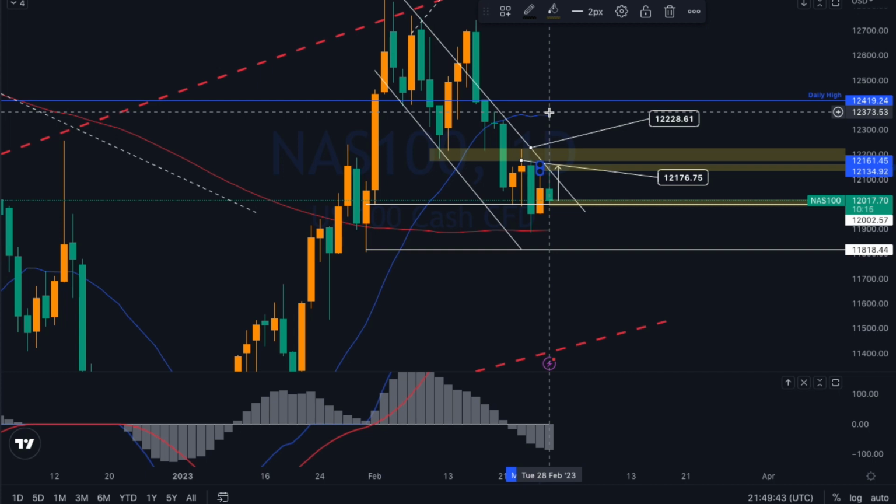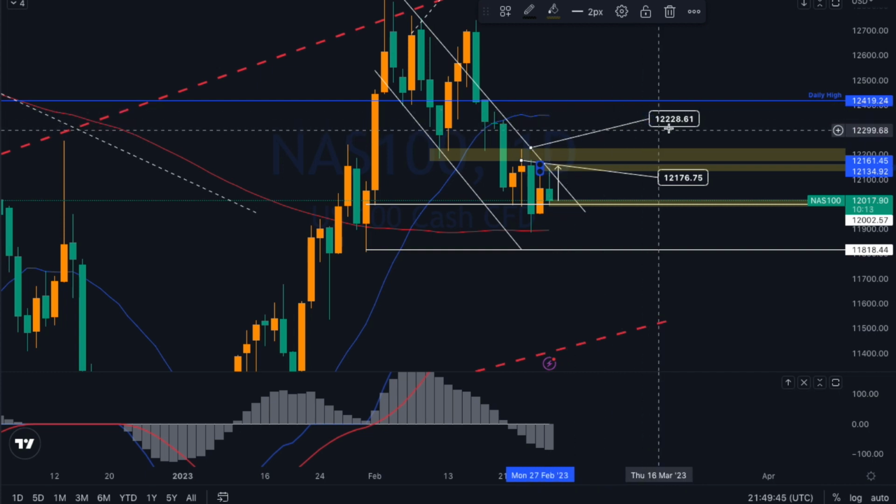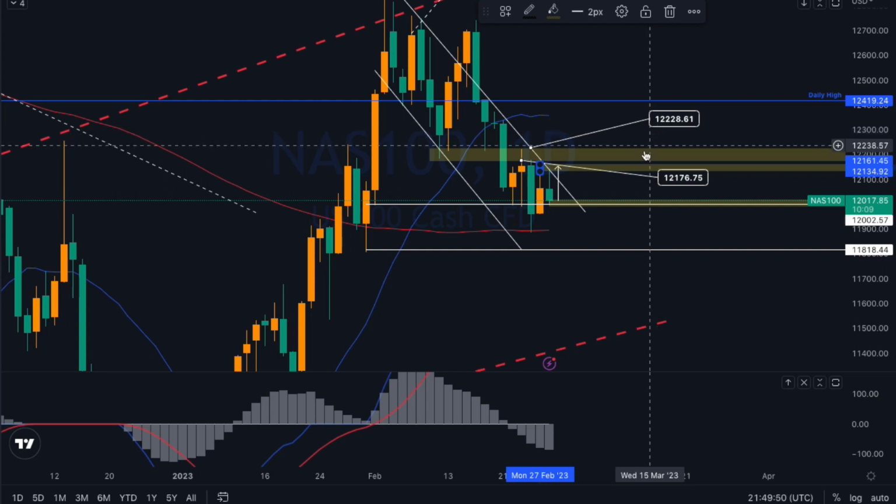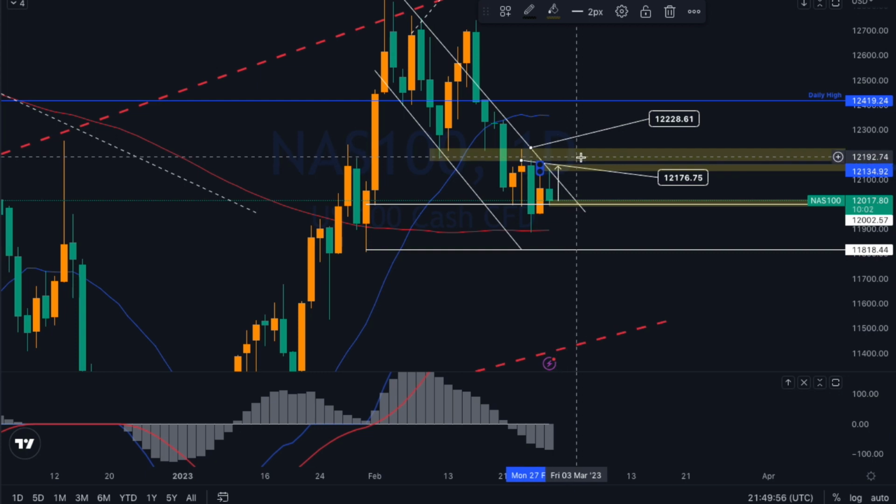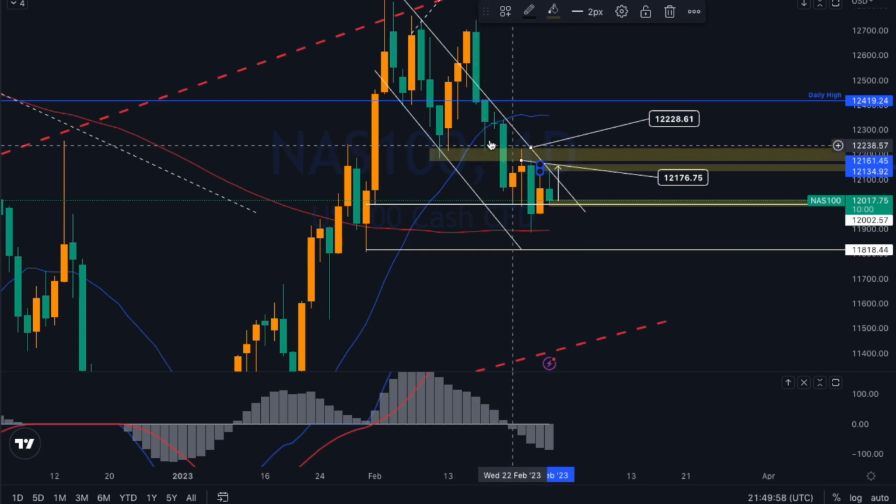Okay, so that's the vibe. The information that I put out yesterday in regards to what I think market is going to do still stands. There are no changes. So this is the zone in question that I'm talking about. On the high side of this particular zone right here, we're looking at 12,228.61, and on the low side we're looking at 12,176.75.